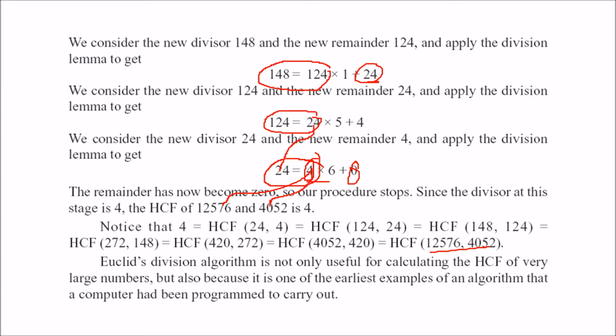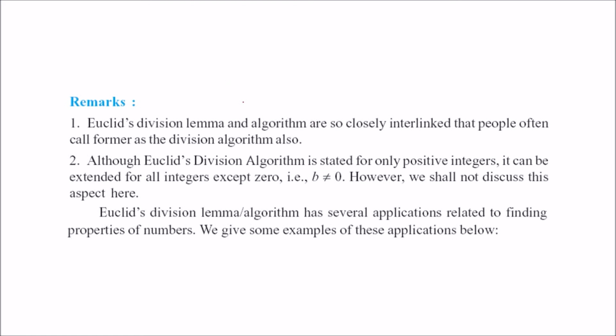So the Euclid division algorithm is useful not only for finding the HCF, but in various other aspects where we apply it. The Euclid division lemma and algorithm are closely interlinked, and that is why people often call the former the division algorithm also. Since this is stated only for positive integers, it can be extended to all integers. That is not the point of discussion right now; we'll take it in the next classes.